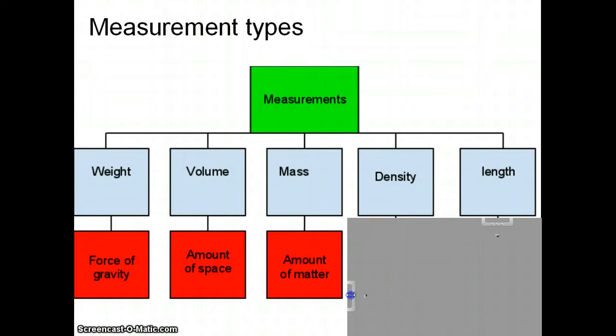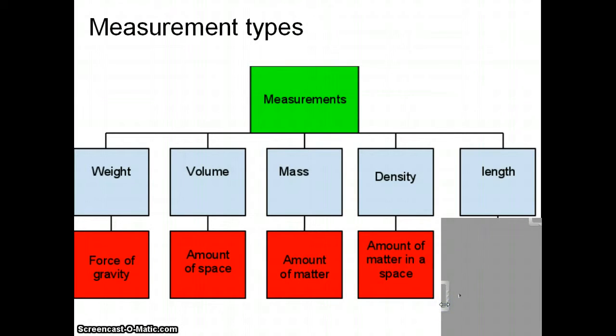So that is mass. For density, density is combining 2 units of measurement. Density is an amount of matter, so that's mass, in a space, which is volume. So it is a mass in a volume. Density is how closely together that matter is packed. So matter that is tightly packed has a high density. Matter that is loosely packed has a lower density.